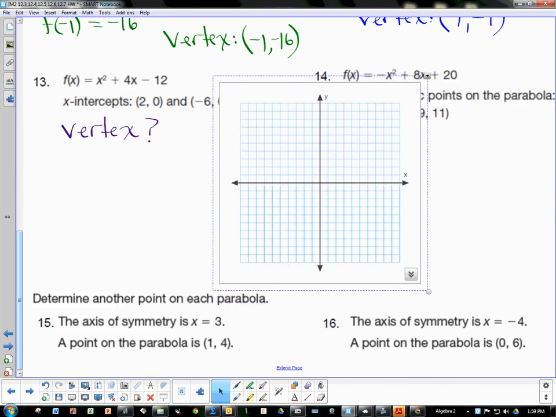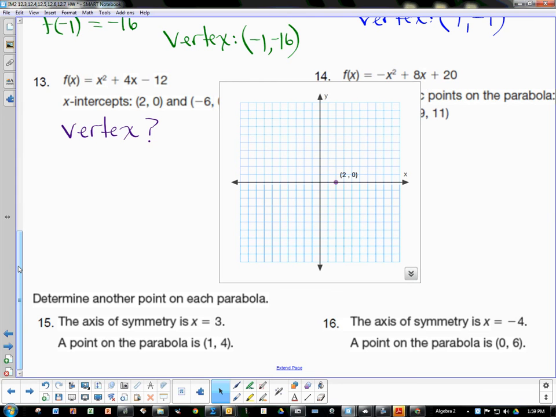And let's talk about this for a moment. We have 2 comma 0, and it looks like -6 comma 0. There it is. Now directly in between, so about right here, is my axis of symmetry. Now you don't have to graph this out at all. This is just to show you.